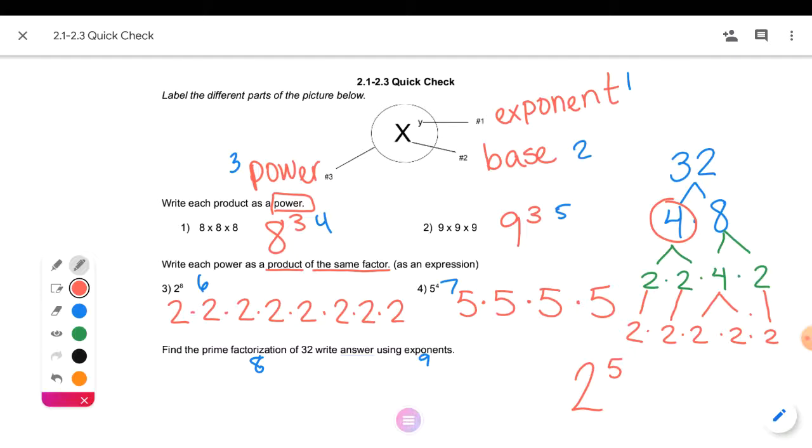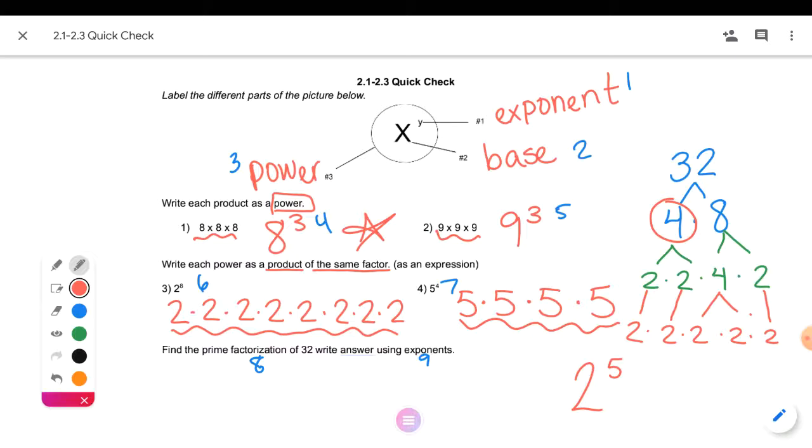If it asks for the product as a power, that is a base number with an exponent. If it asks for it using exponents, you need a base and an exponent. If it wants you to write it like this, right there in the middle, like 8 times 8 times 8, or 9 times 9 times 9, what are some questions it could ask if it wants it like one of those?